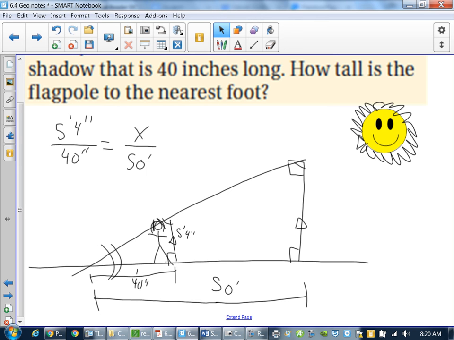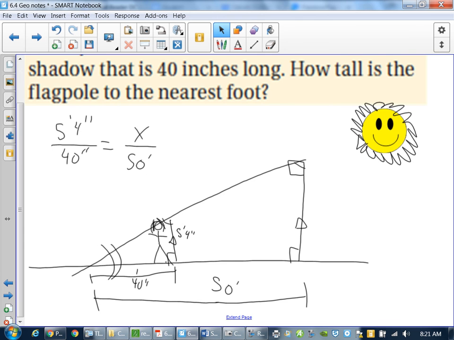Which means we have to do what to make this work? Cross multiply. What do you have to do first? Convert, very good. You have to convert. You gotta be in the same units to make this work. Now, is it easier to work in the upper unit or a lower unit? Lower. We need to convert everything into inches. So, how many inches are in a foot? 12. Good. So we have 5'4", so that's 5 times 12 is 60 plus 4 is 64.